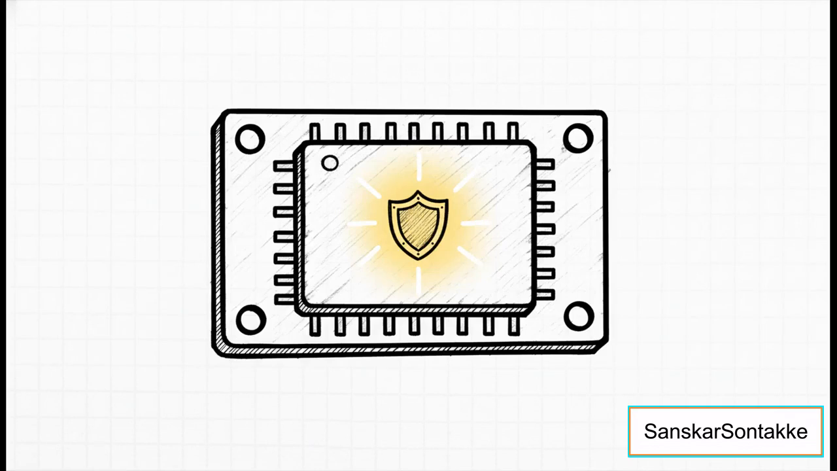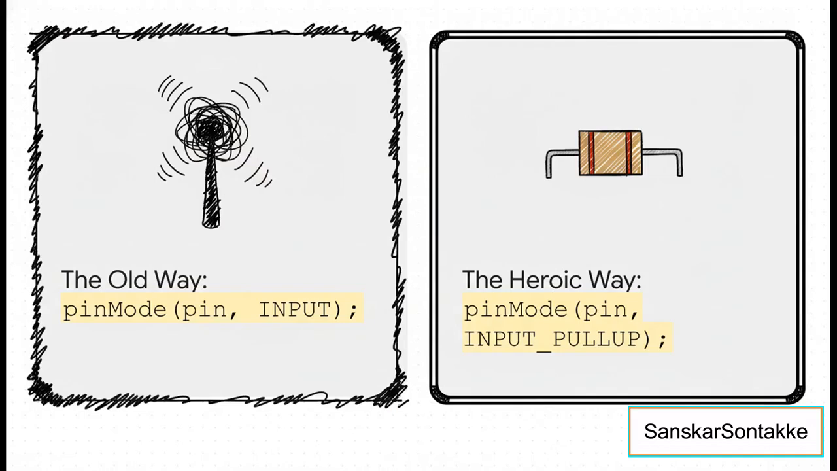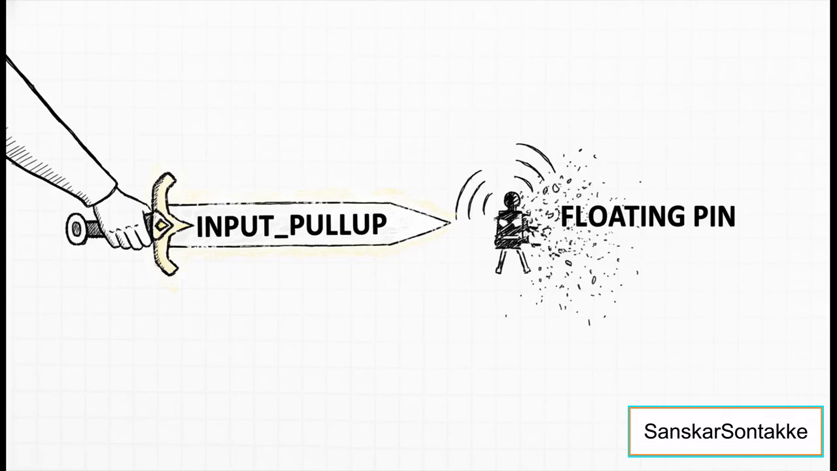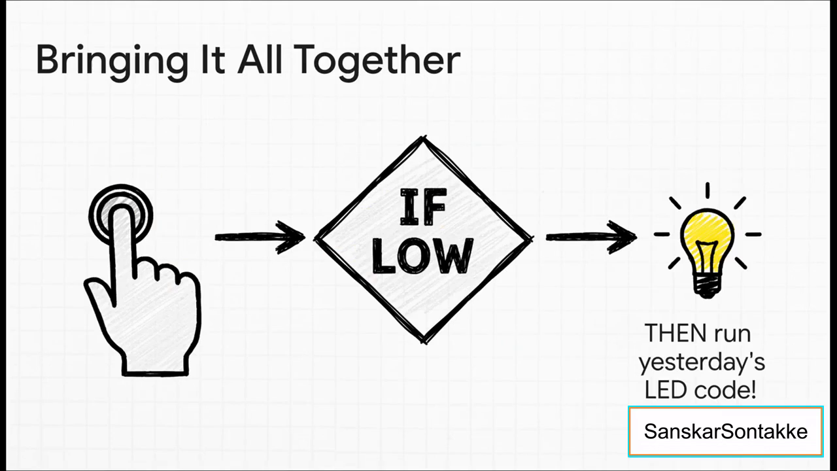Our ESP32 has this core hero built right in. You can activate it with just one simple line of code, INPUT_PULLUP. And just like that, this one command vanquishes the floating pin villain forever. So now your code can confidently say, if the button state is low, then run yesterday's LED code.